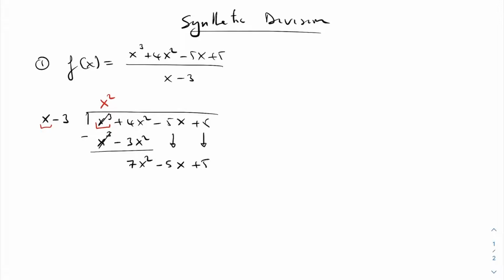Next, you're going to just repeat the process. So I'm going to have 7x squared divided by x. That's going to give me 7x here. And I'm going to go ahead and multiply that 7x with the x minus 3. That's going to give me 7x squared minus 21x. So subtracting these two expressions is going to, again, cancel the leading terms here, leaving me with just negative 5x minus 21x, giving me 16x. And then I'm going to bring down the 5.